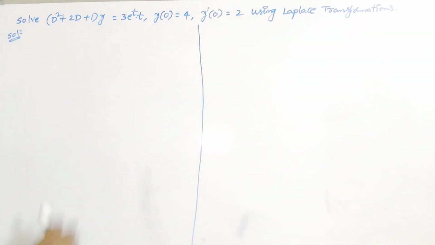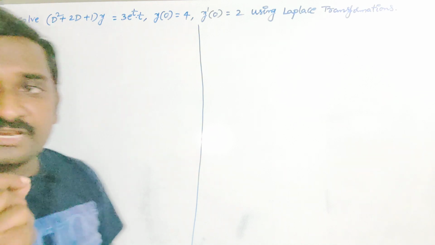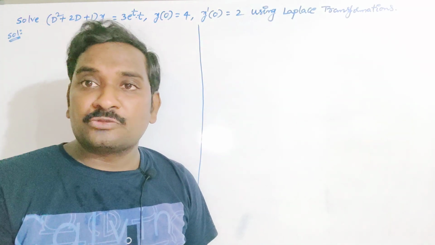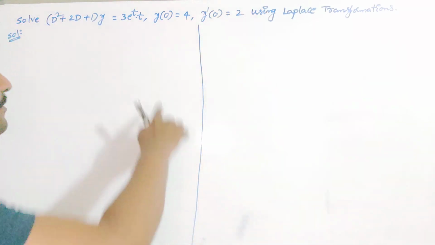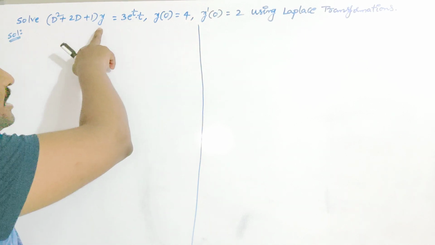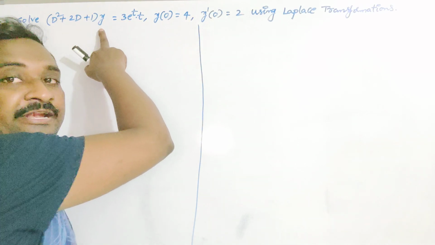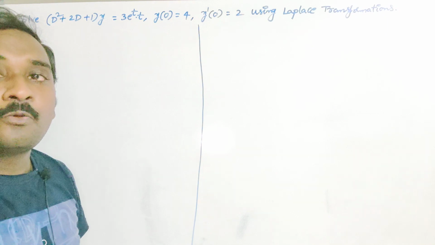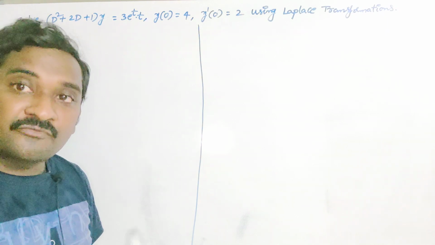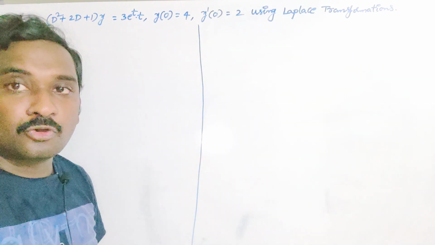Here what is capital D? Capital D is known as the differential operator with respect to the independent variable. Here the independent variable is t and the dependent variable is small y. Do not forget it. At the end of this problem, we have to find the solution for y only, in terms of t. Do not forget it.